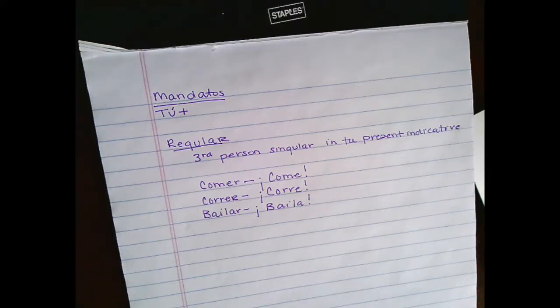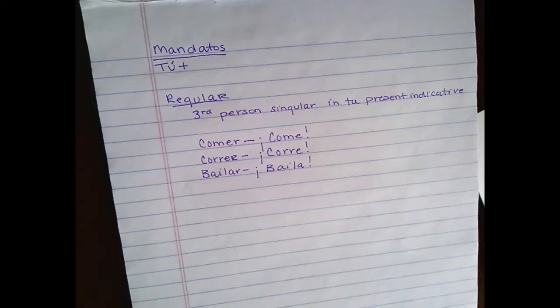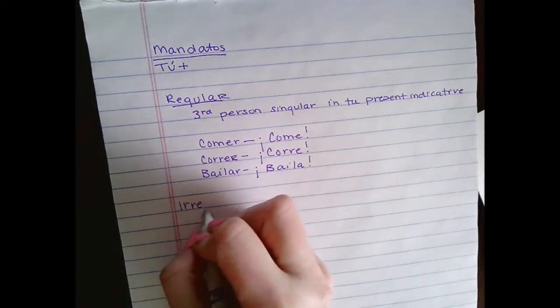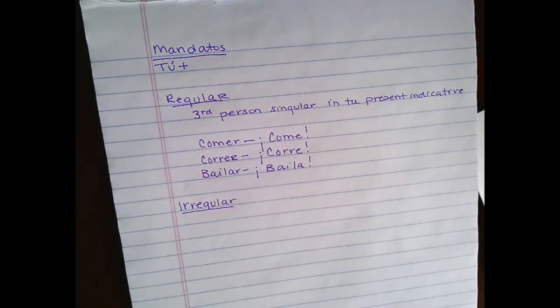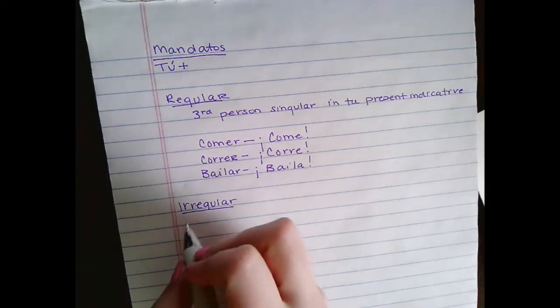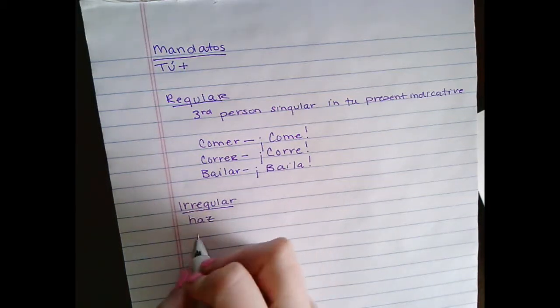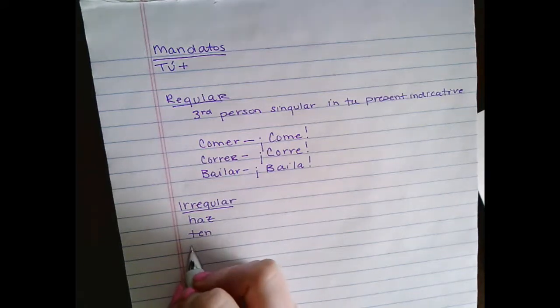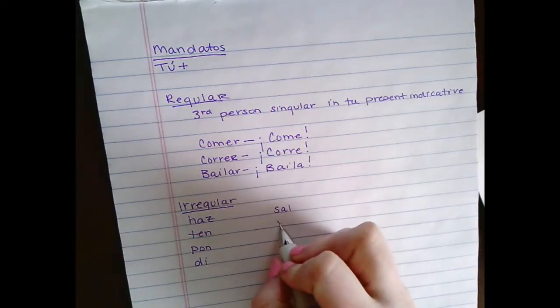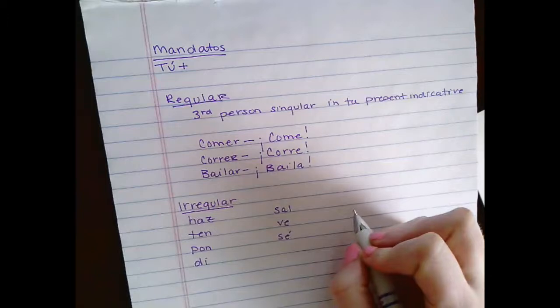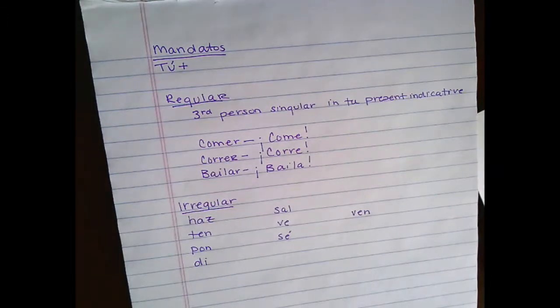We do have some irregular commands. I like to know my irregular commands by a song. It's pretty high-pitched. That song would be: Hazten, pondi, salve, se ven. So if you write those out: ha, ten, pon, di, sal, ve, sé, ven. Hazten, pondi, salve, se ven. I say those in my head a lot.